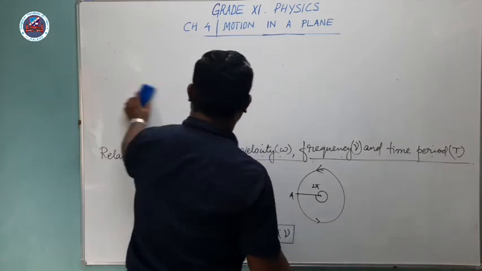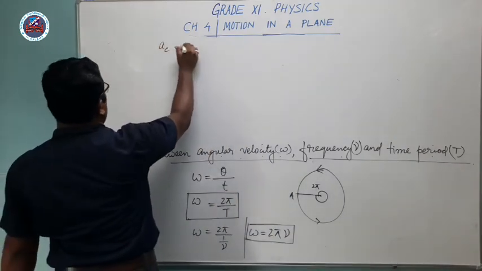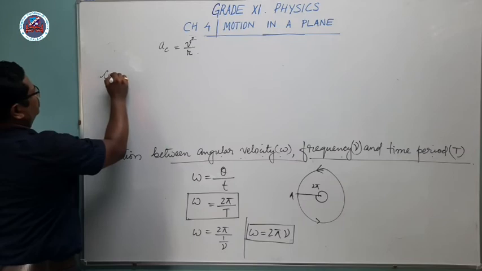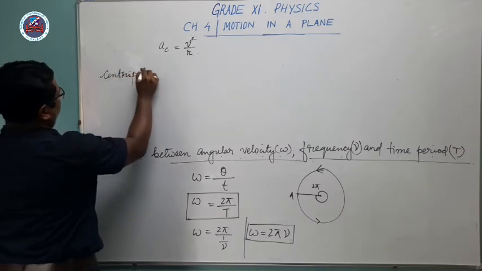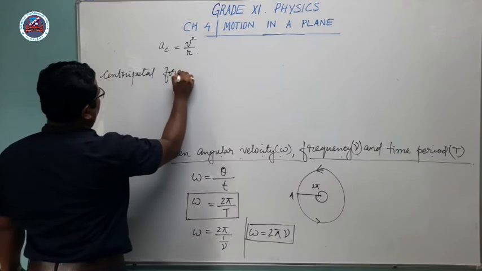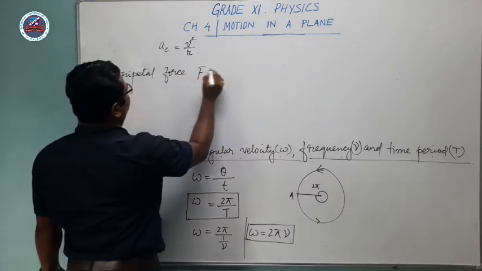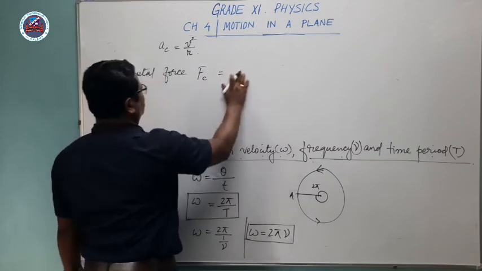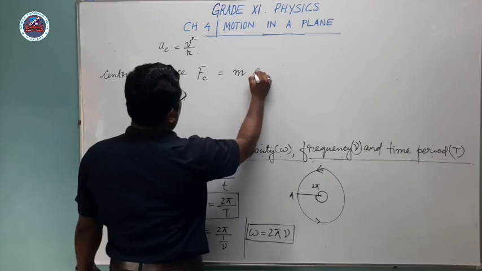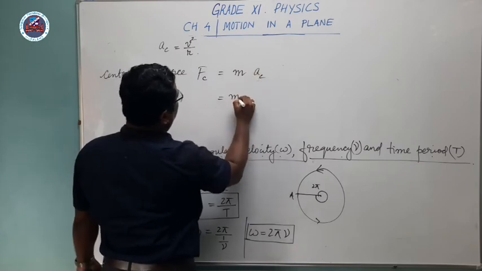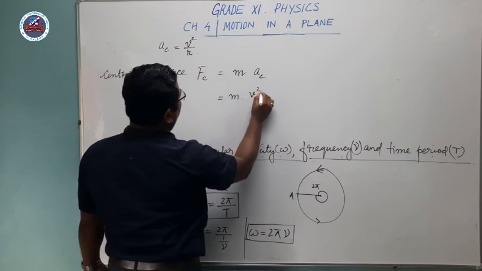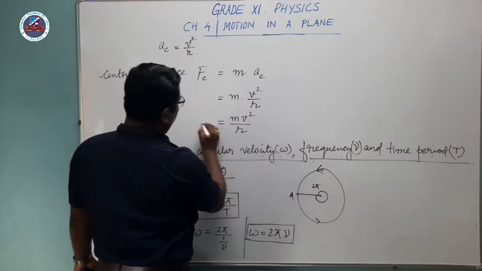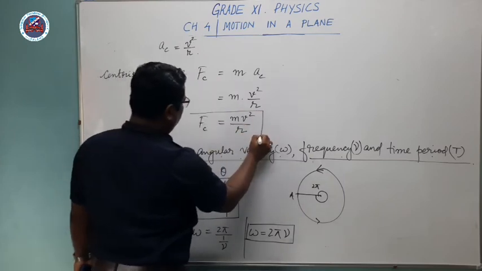Centripetal acceleration you have derived. Centripetal acceleration a_c is equal to v square by r. So centripetal force, we write it as Fc. It is defined as mass times centripetal acceleration. Force is equal to mass into acceleration, and acceleration is centripetal acceleration, v square by r. So centripetal force is expressed as mv square divided by r. This is the relation that you have to know.